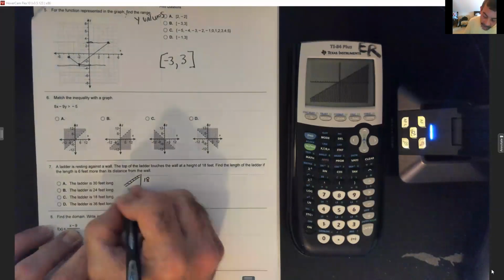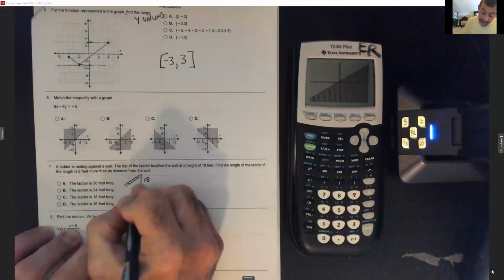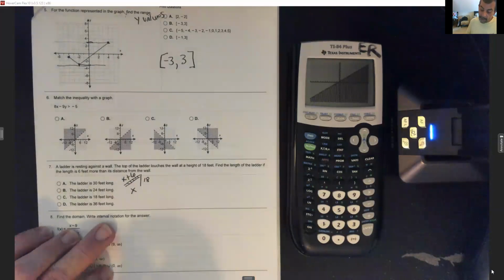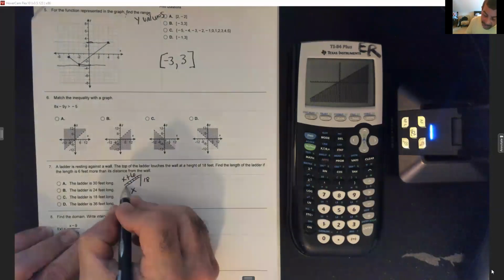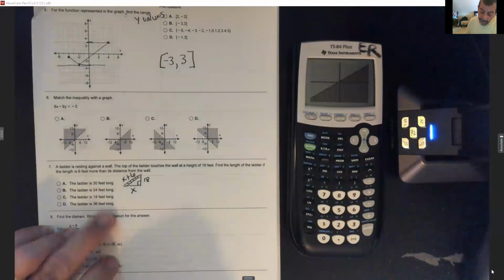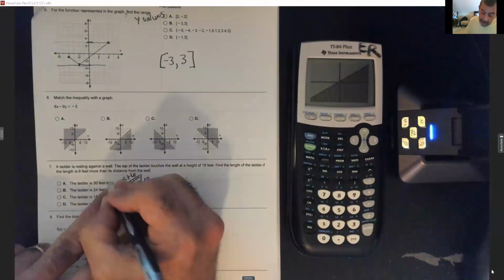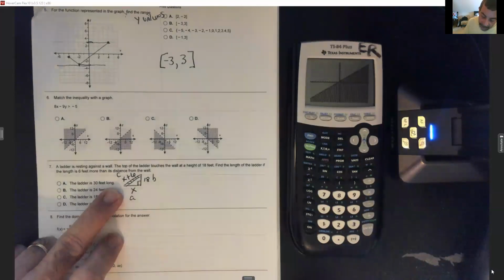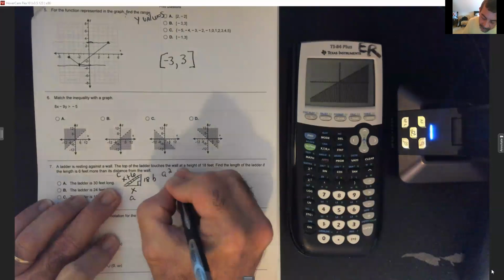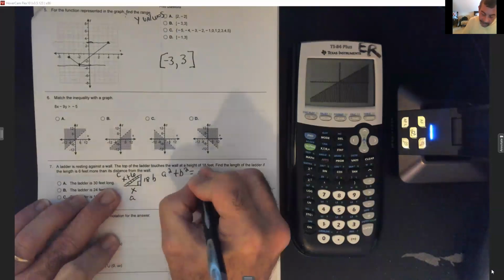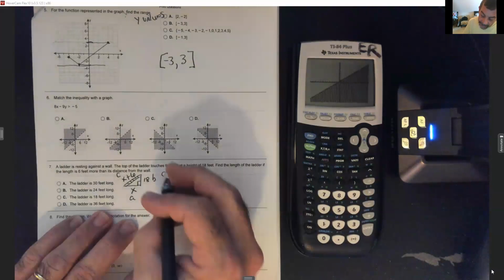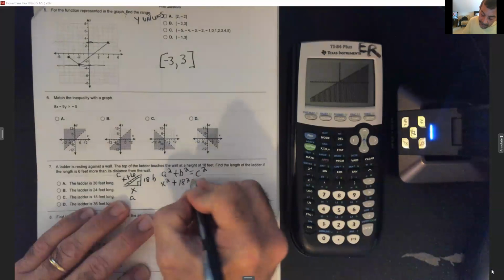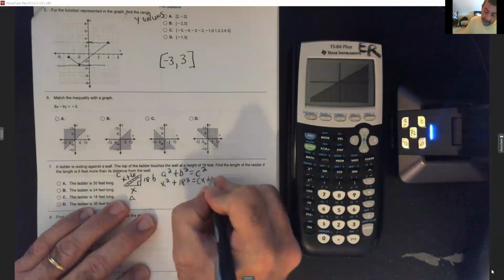So this distance we don't know. We'll make that x. And then the ladder would be x plus 6. So I'm going to use my Pythagorean theorem because if you notice, that makes a right triangle. So C is always the hypotenuse, and then the other two sides can be A and B. It don't matter where they go. So we're going to use A squared plus B squared equals C squared. A is x, B is 18, C is the x plus 6, squared.